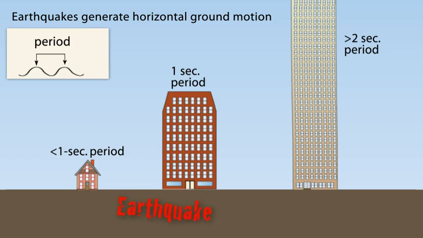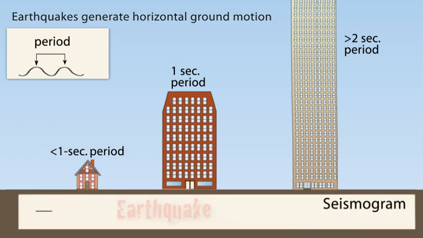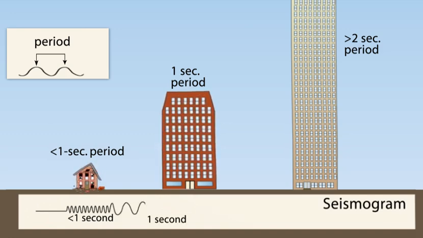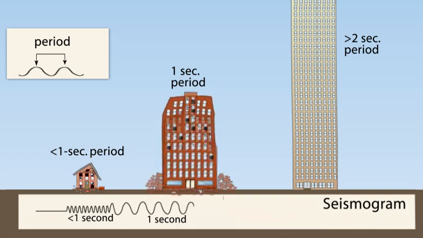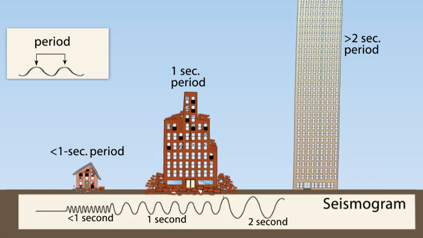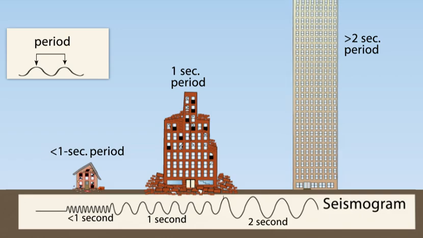Small buildings of 1 or 2 stories resonate naturally at much less than 1 second periods, whereas a 1 second period will affect buildings of about 10 stories. For example, a 30-story building resonates at a period of 3 seconds, and a 50-story building resonates at a period of 5 seconds.